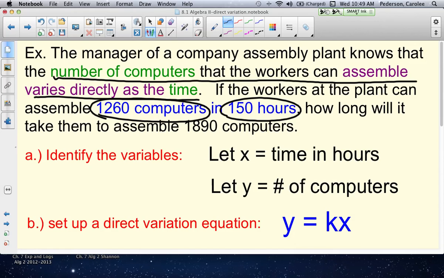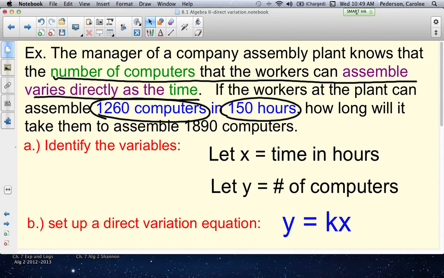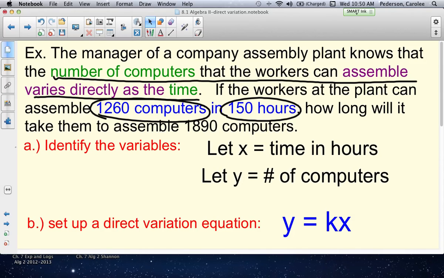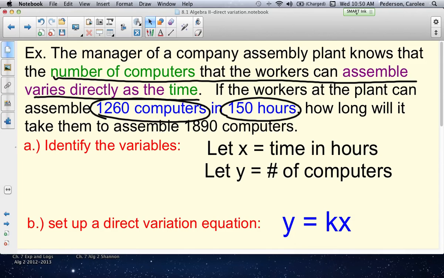So the first thing we do in a word problem is we want to identify what the variables are. So step A, identify the variables. There are 2 things we're talking about in this word problem: the number of computers that a worker can assemble and the time it takes for them to do that.